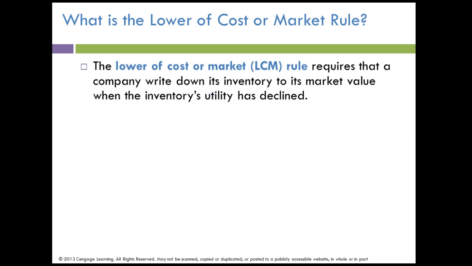So what is the lower of cost or market? Basically, the lower of cost or market is when companies have to write down their inventory to the market value because the benefit of that inventory has declined. An example of that may be that inventory has been sitting on the shelves and it's maybe older technology. And because of that older technology, it's not worth initially what we purchased it for, and the sales have definitely decreased.